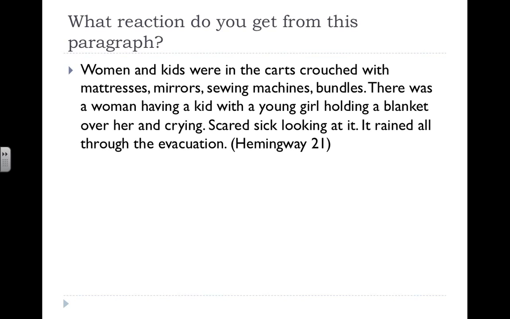Hey everyone, so today we're going to be doing a grammar mini lesson on fragments. When I read this paragraph to you, I want you to think about how it makes you feel and what kind of reaction you have to it.